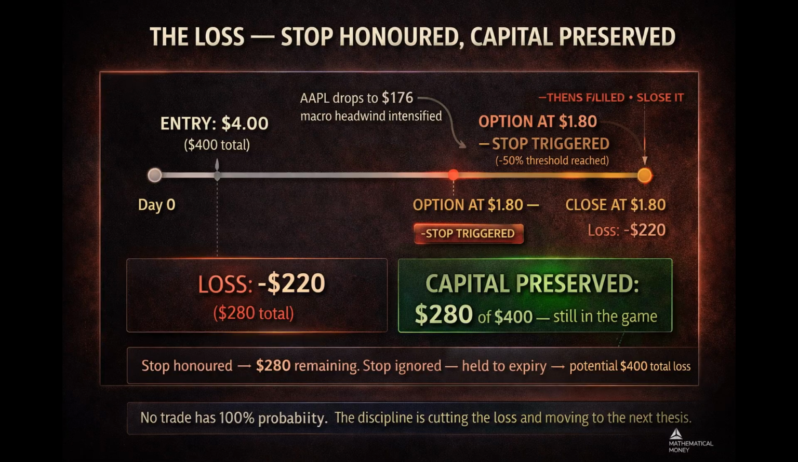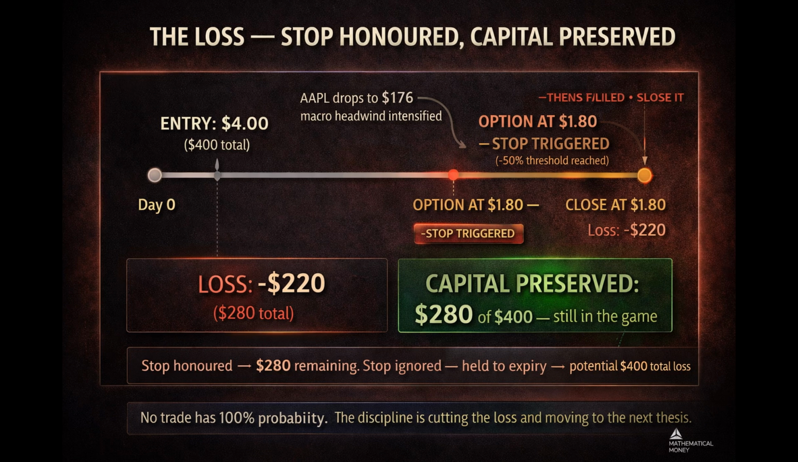Now the other scenario, the trade goes against you. Apple drops from $182.50 to $176 over the first 10 days. Negative macro data, broader market sell-off, no company-specific news. Your option has fallen from $4 to $1.80. You are down $2.20, 55%. This is past your $2 stop level.